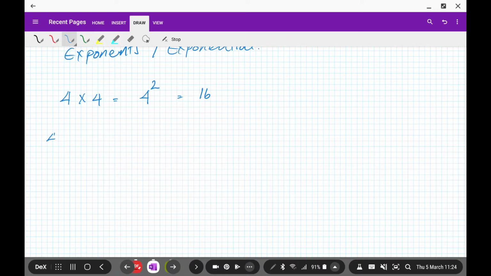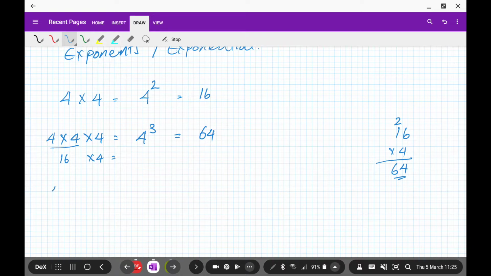So I could also do 4 times 4 times 4, so 3 times, and I could write this as 4 to the power of 3. And what's the answer? 4 times 4 is 16, so 16 times 4 would be 64. 6 times 4 is 24, we carry 2, 4 times 1 is 4 plus 2 is 6, so 64, that's right.